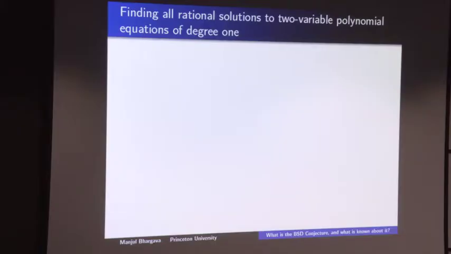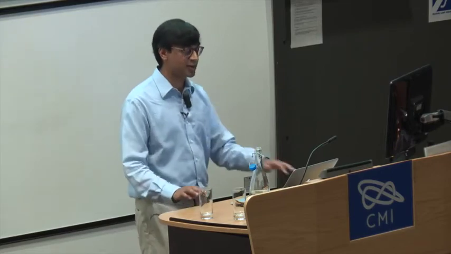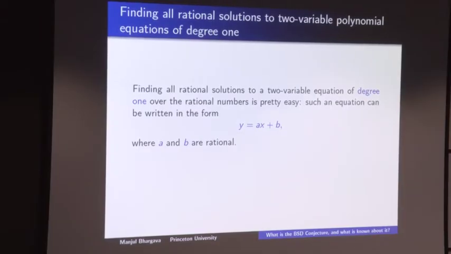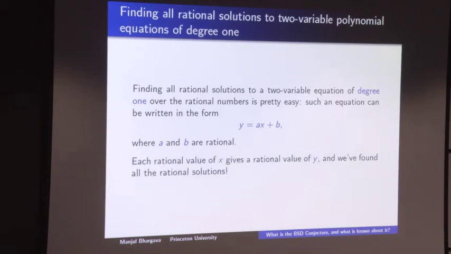So it's two-variable polynomial equations where it starts to get interesting. In fact, once we're at two-variable polynomial equations, we already reach the unknown. So, things we don't know how to do. Well, there are some cases of two-variable polynomial equations that we do know how to solve in rational numbers. For example, those of degree 1. Finding all the rational solutions to a two-variable equation of degree 1 over the rational numbers is pretty easy, because such an equation can be written as y equals ax plus b, where a and b are, say, rational numbers. And so it's easy to find all the rational solutions to this. You just substitute all possible rational values of x, and you solve for y, and we're done. So every rational value of x gives a rational value of y, and we found all the rational solutions.